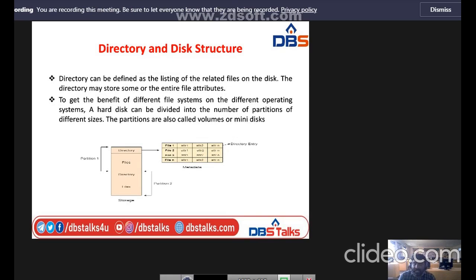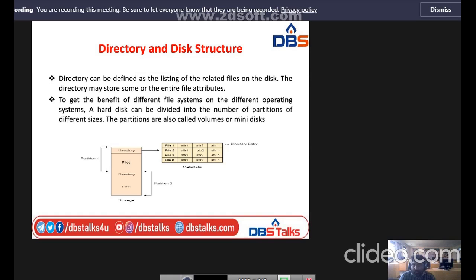So a directory can be defined as the list of related files on the disk. The directory may store some or all of the file attributes. To get the benefits of different file systems on different operating systems, a hard disk can be divided into a number of partitions of different sizes. The partitions are also called volumes or mini disks.